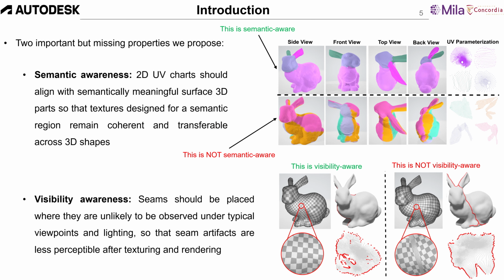In this work, we focus on two perceptual properties. First is semantic awareness. This means the UV charts should line up with meaningful parts of the shape. Second, visibility awareness, which means cutting seams should be placed where an observer is less likely to notice them. To handle this, we introduce an unsupervised framework that adds these two objectives on top of geometry-preserving objectives.